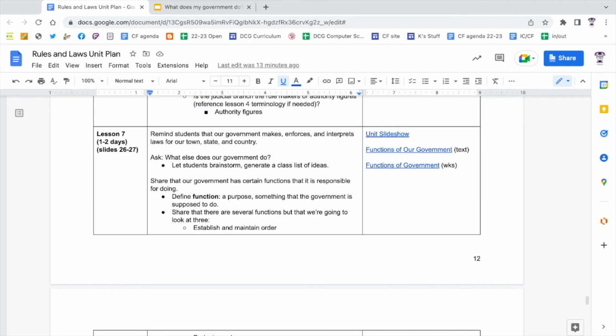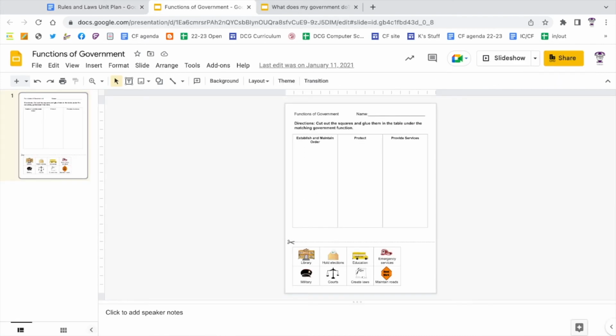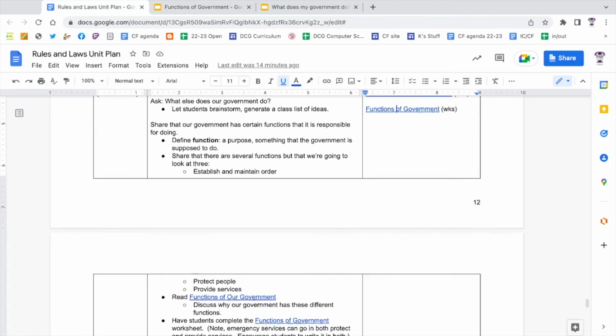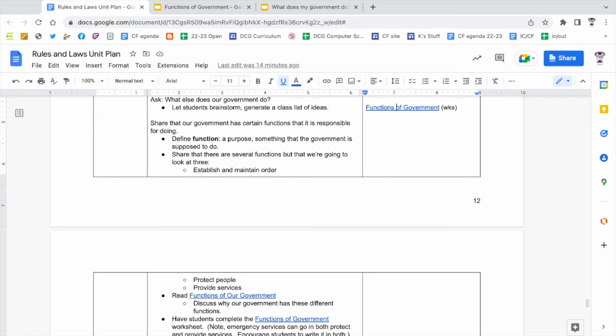Lesson 7 focuses on what our governments do for us. So do a quick reminder about that governments make, enforce, and interpret the laws at the town, state, and country levels. We have a worksheet about the functions of government, and that worksheet should be completed as we go through the rest of the lesson.